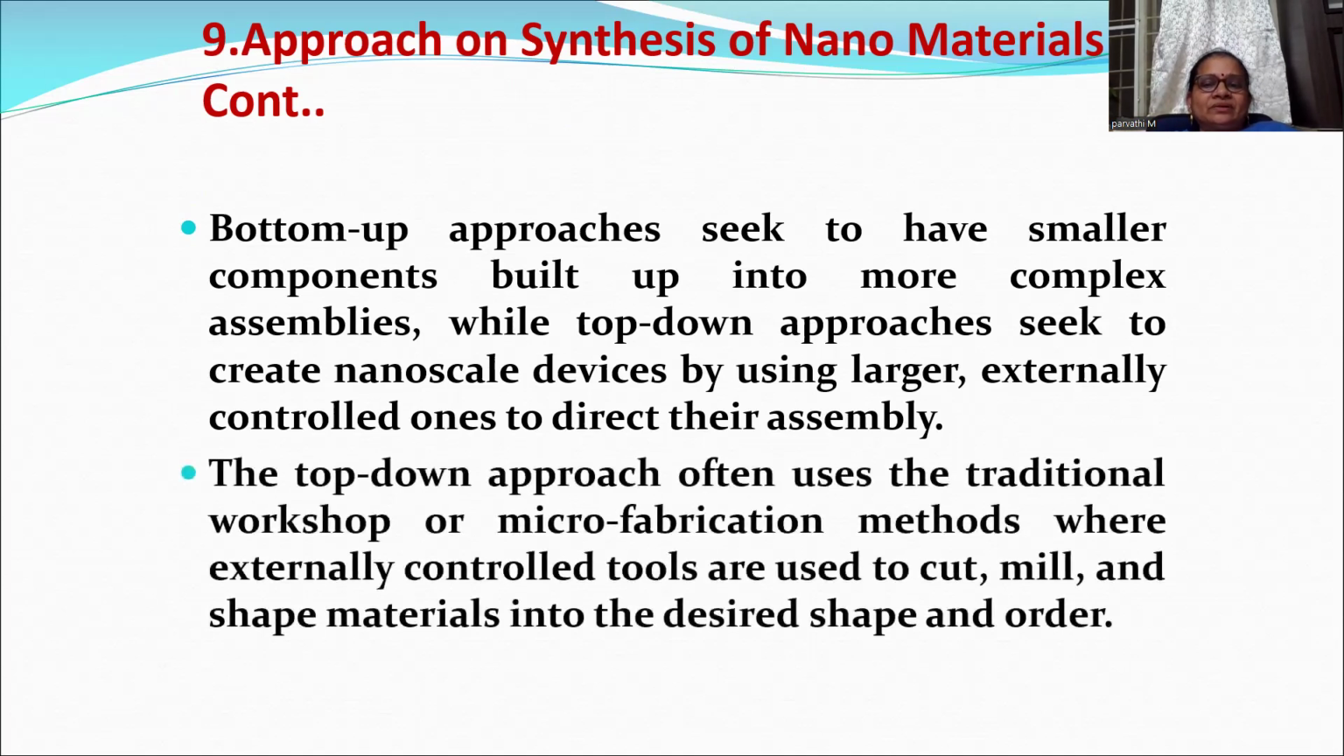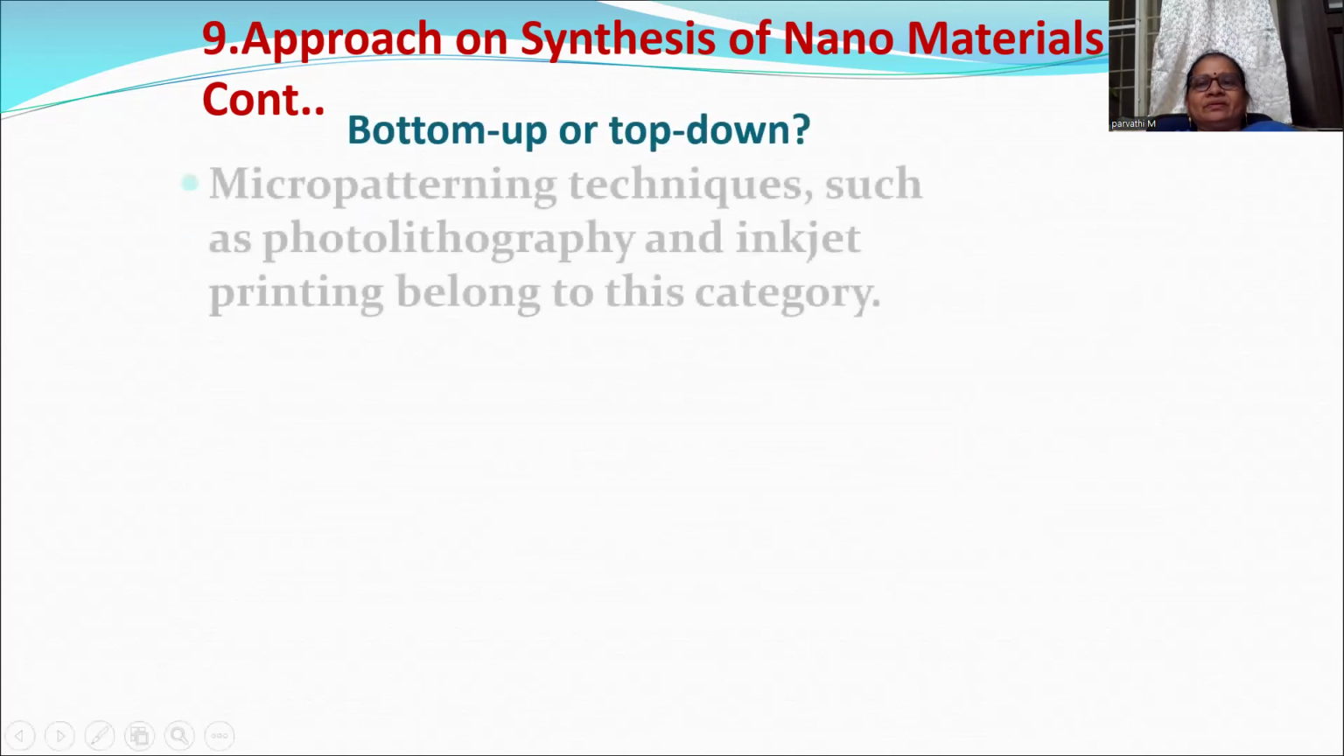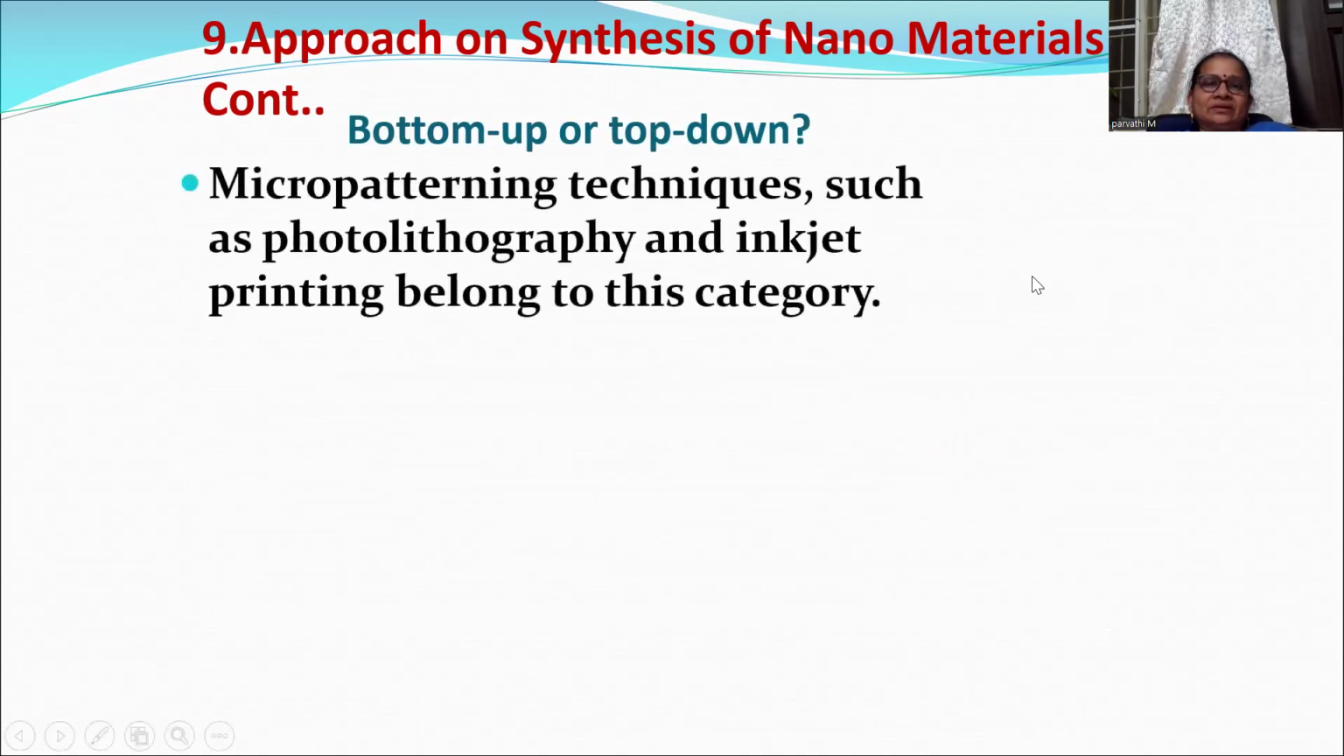So the top-down approach often uses the traditional workshop or microfabrication methods where extremely controlled tools are used to cut, mill, and shape materials into the desired shape and order. Obviously, we require different techniques in order to get top-down approach. So bottom up or top down, which one is better? So micro patterning techniques such as photolithography and inkjet printing belong to this category.